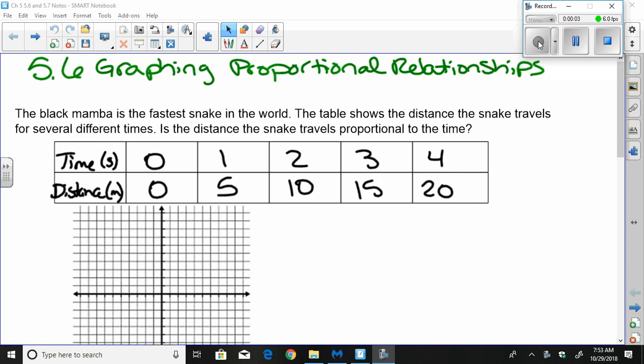Chapter 5, Section 6, Graphing Proportional Relationships. So as you can see, our notes are a little different for this section, and the next section actually. So starting off with identifying proportional relationships.